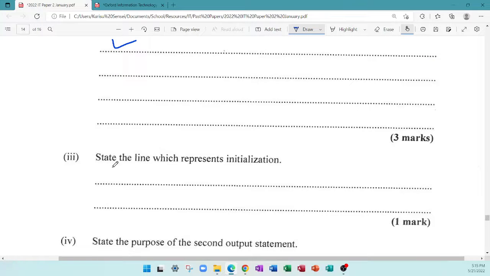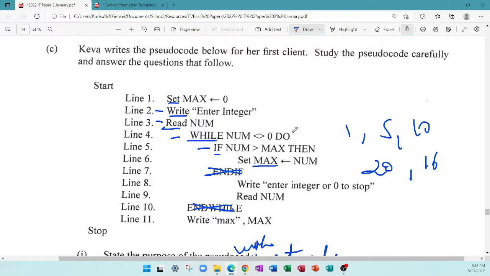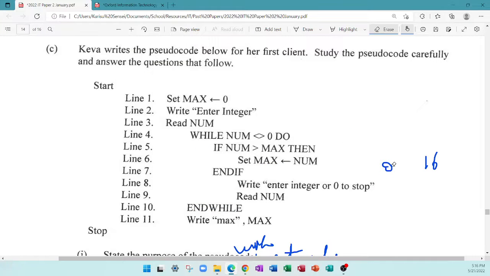Now the third question, state the line which represents initialization. Which line represents initialization? Line 1. Line 1. Kia, Chitra, Shaniza. Yes, sir. Why is it line 1? Because you're setting a value to the thing. No.